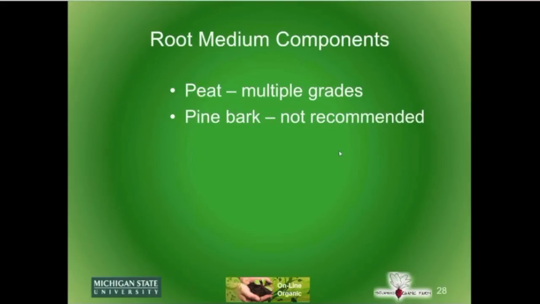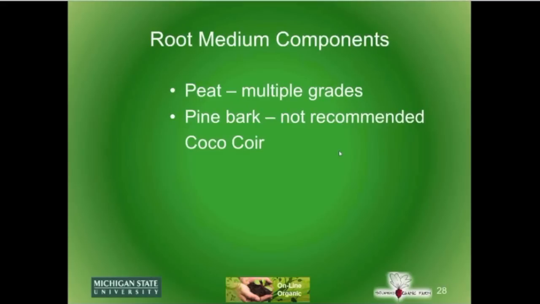Pine bark is another thing that is commonly produced, but I would not recommend it for organic transplant production. In conventional greenhouse and nursery production, it works quite well because it's coarse and it doesn't have a whole lot of water holding capacity or nutrient holding capacity, but it provides good aeration. But it also continues to break down and can tie up nitrogen, which is not a problem in conventional production when a lot of soluble nitrogen can easily be applied.